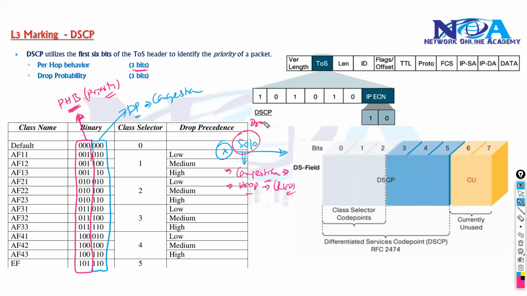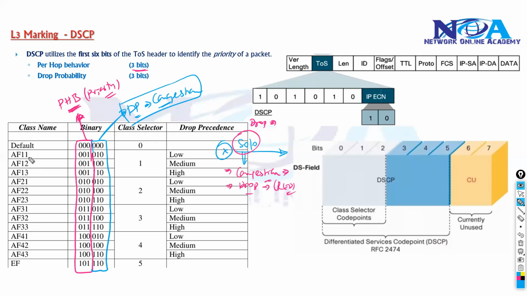So now it has to drop the traffic. Based on that, it's going to decide which packet is most likely to get dropped. So this particular part, the last 3 bits, is going to decide the drop probability of that particular marking value in case there is any congestion. So based on that, we have all these categories.